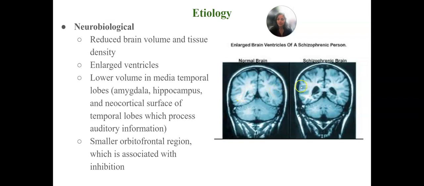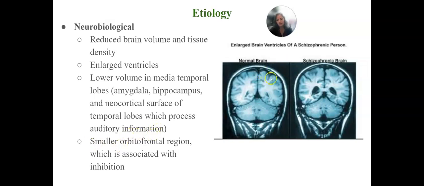Specifically, the medial temporal lobe is most significantly impacted, which also houses, underlying that, the amygdala, the hippocampus, and the neocortical surface of the temporal lobes, all of which might be related to the auditory hallucinations and just processing auditory information. So it might contribute to that disorganized thinking and that disorganized speech, because they may not be processing that information in a normal, adaptive, healthy way.